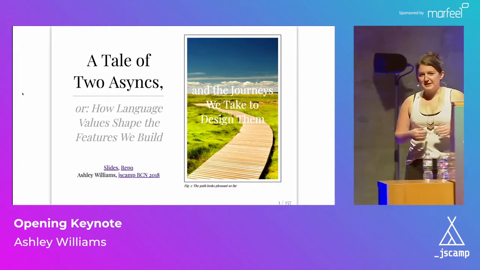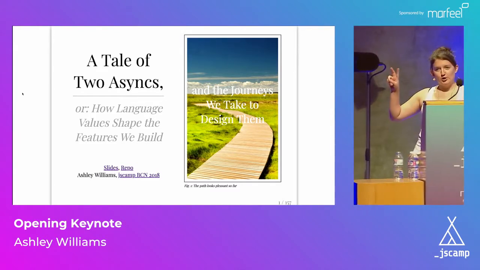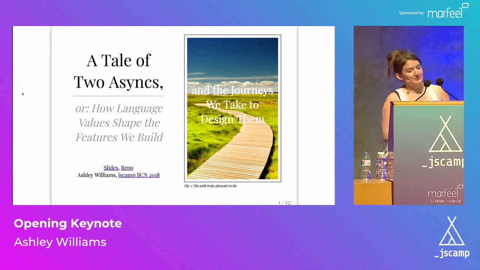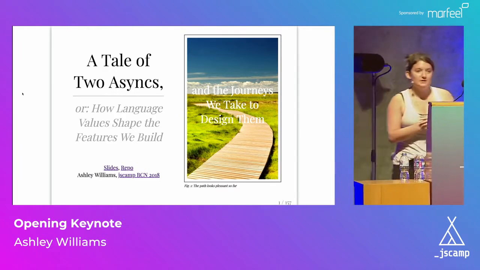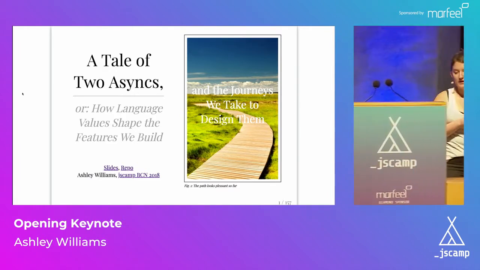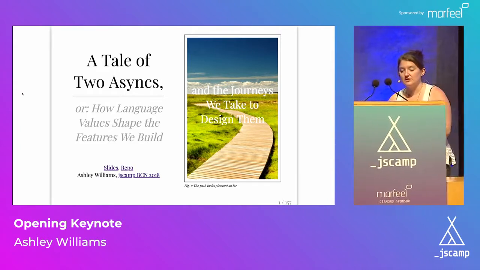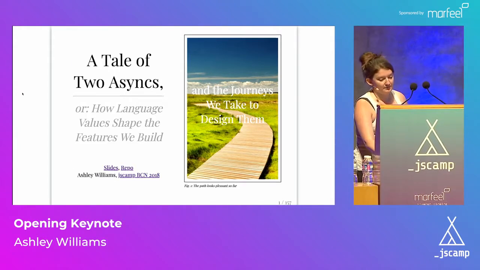Then the name of my talk is clearly Opening Keynote, which is a really great one. Now, the name of my talk is A Tale of Two Asyncs, or How Language Values Shape the Features We Build and the Journeys We Take to Design Them.